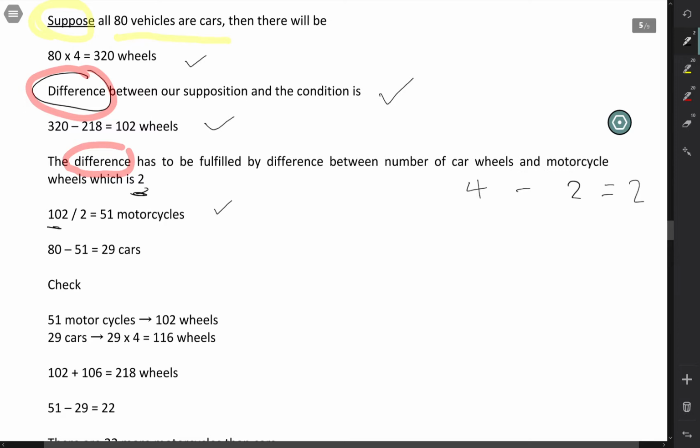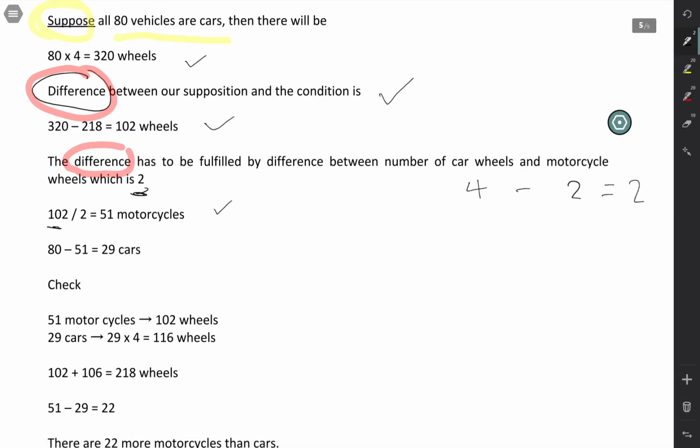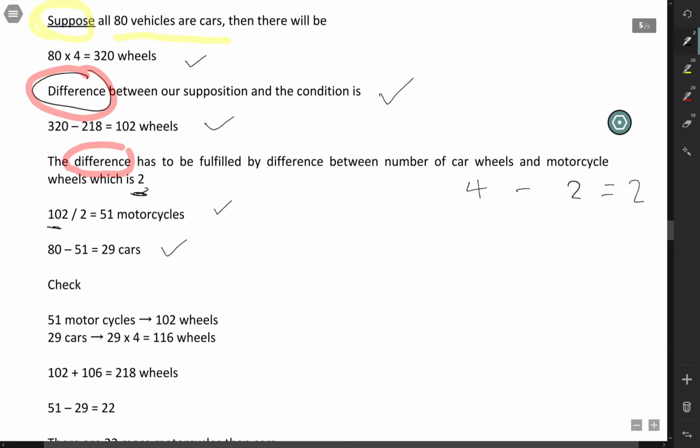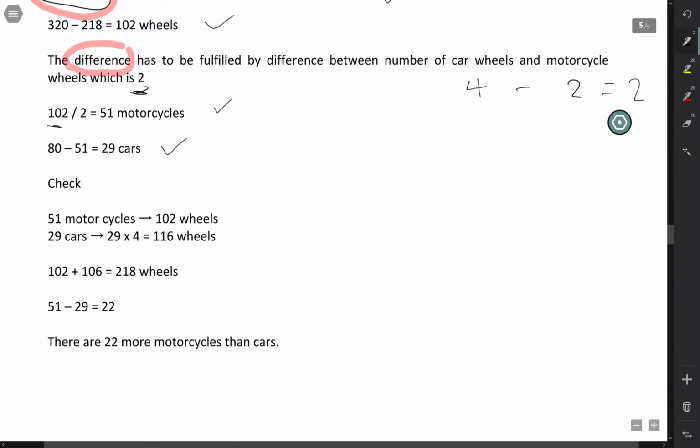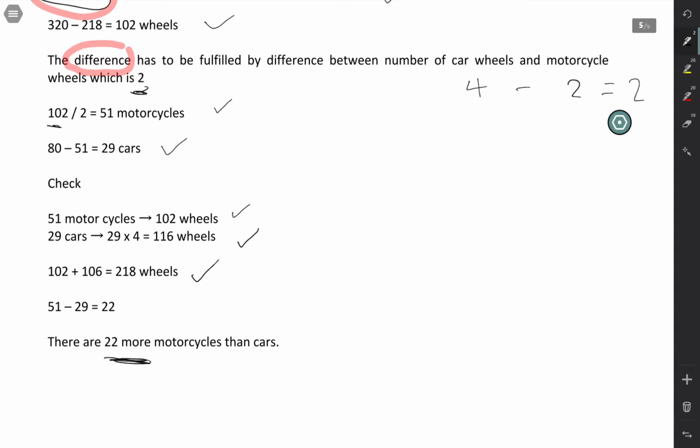Okay, so the number that you're going to get after that will be the number of motorcycles, and hence you can find that there are 29 cars. And what we do next is we check. So how do we check? So we know that there are 51 motorcycles, so there are 102 wheels, 29 cars, so there's 116 wheels, and if you add them together you should get 218 wheels, which is what the criteria is looking for, right? One of the criteria. So altogether there are 22 more because the question is asking how many more, right? Next.